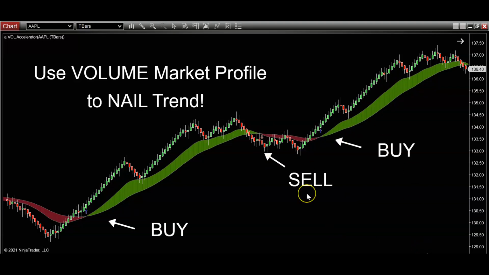Makes sense? Now listen, I'm fully aware that a lot of you guys have different takes on market profile. This is the truth. I'm going to give it to you straight here. The truth is there are many ways to display market profile.